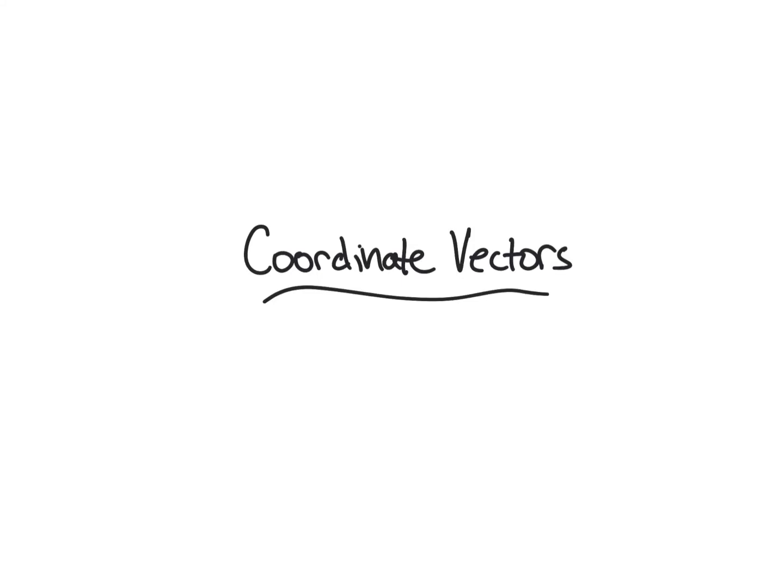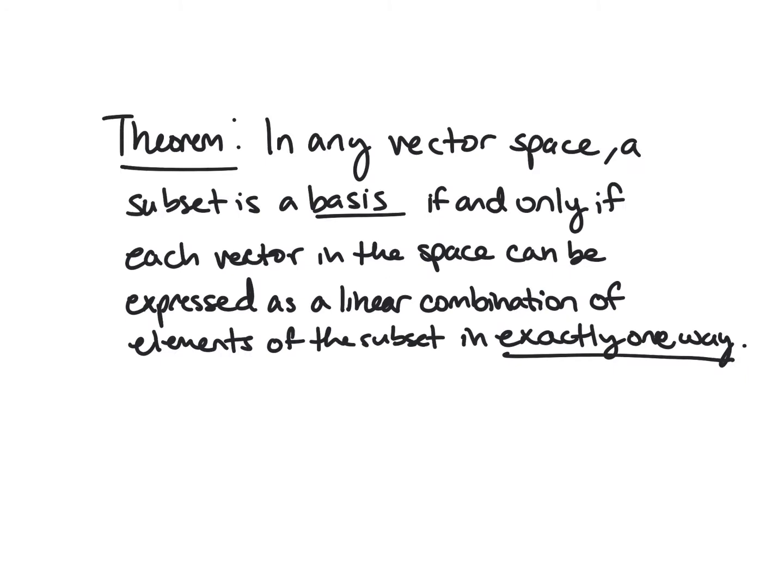Hello everyone. In this video, we're just going to talk about coordinate vectors. Before we define a coordinate vector, this theorem is very important in leading toward that definition. In any vector space, we have a basis if and only if every vector in the space can be expressed as a linear combination of elements from the space in exactly one way.